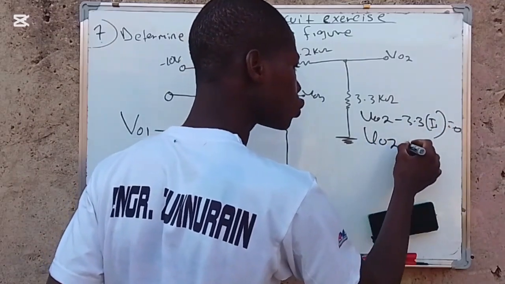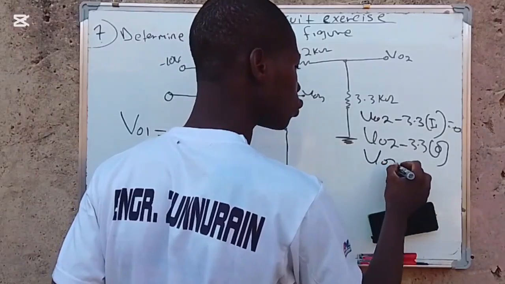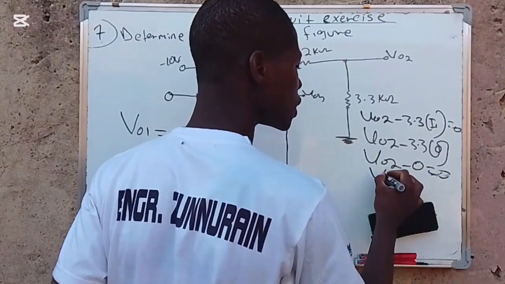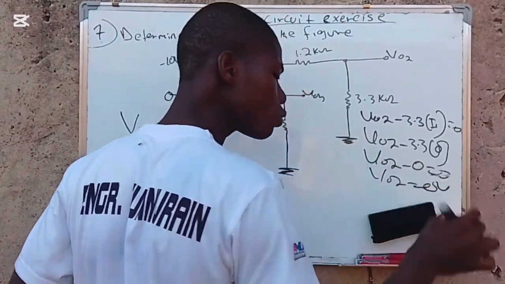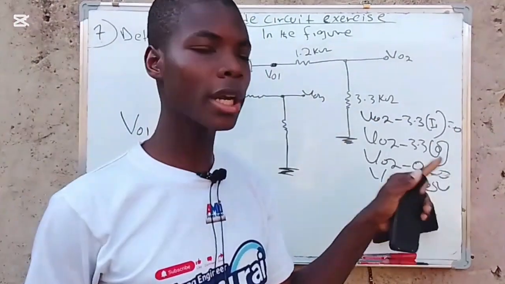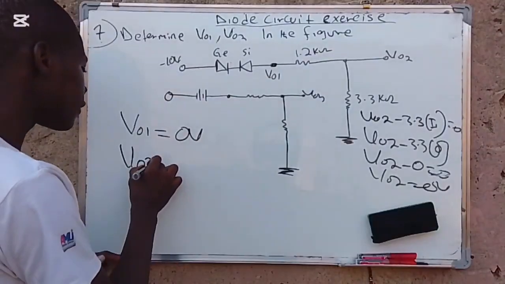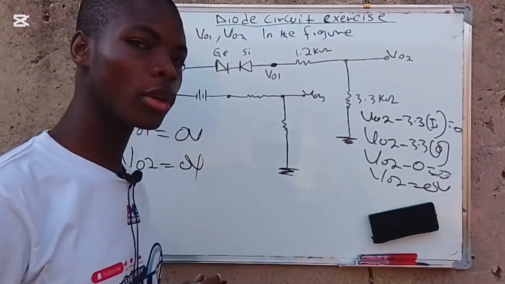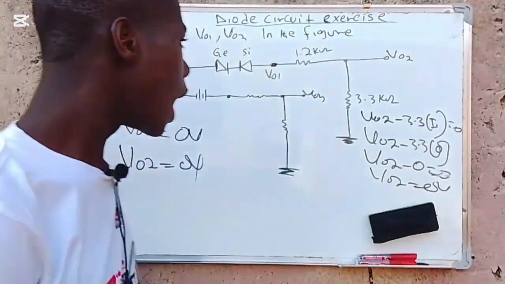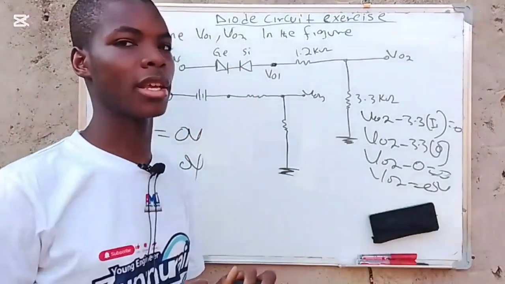So VO2 should now be 3 multiplied by 3 multiplied by 0, so VO2 minus 0 is equal to 0. VO2 should now be equal to 0 volts, because there is no current flowing. Since there is no current, I have to multiply by 0. Therefore V2 is also 0 volts, because no current flows through this circuit, since this diode affects this.